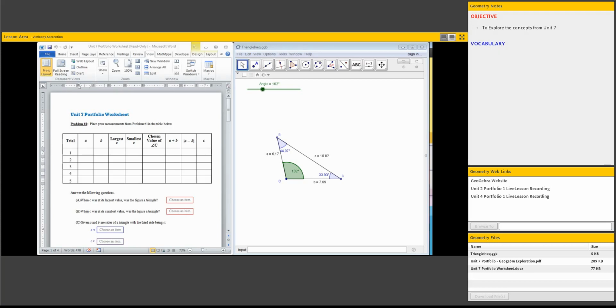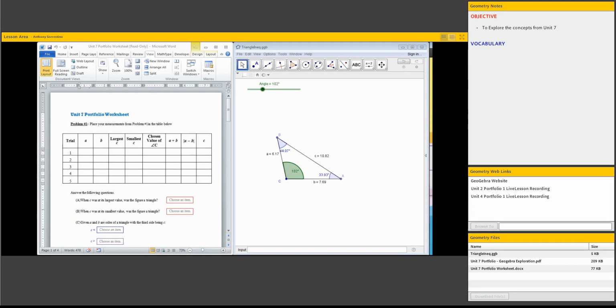This is a recording that will go along with the Unit 7 portfolio to help lead you through what you need to do to complete it, answer the questions, and get a good grade on it. If you look in the file sharing pods, I have the GeoGebra file that you need to use for this, which is being seen right there, the triangle inequality GeoGebra file that I've made up ahead of time.